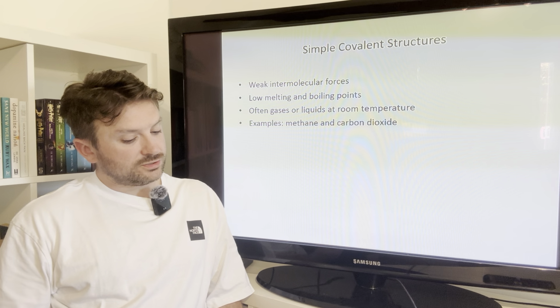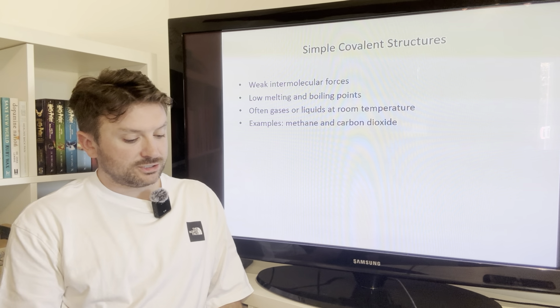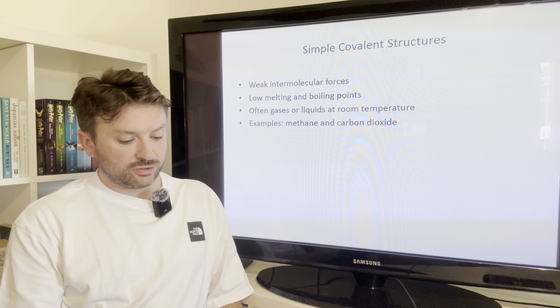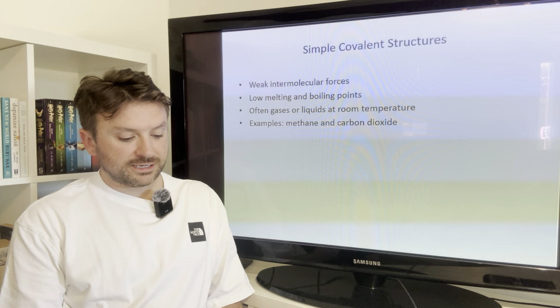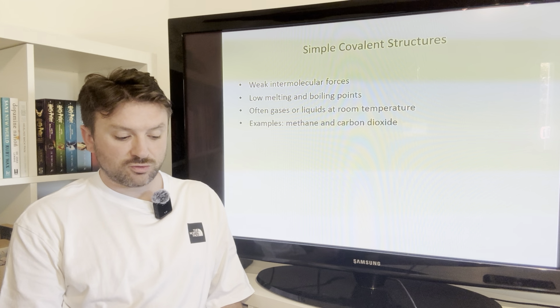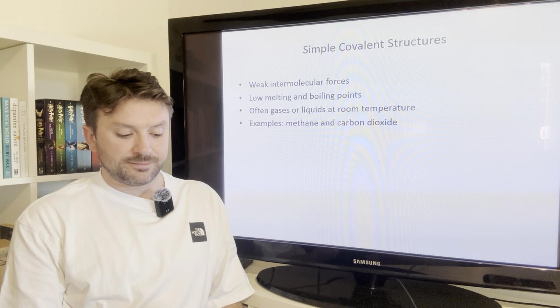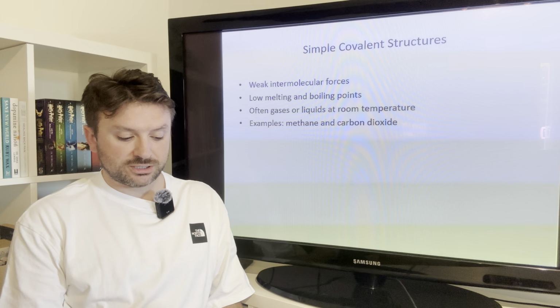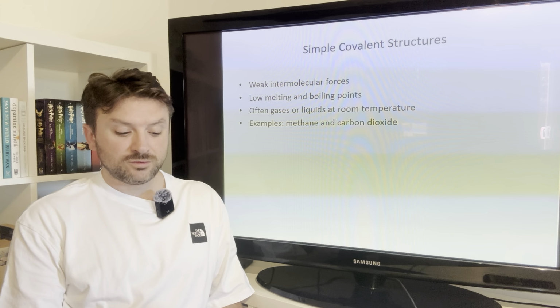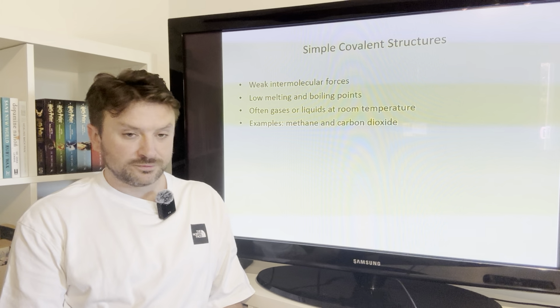We now move on to simple covalent structures. Simple covalent molecules contain strong covalent bonds within molecules but have weak intermolecular forces between the molecules because relatively little energy is required to overcome these intermolecular forces. Simple covalent substances generally have low melting and boiling points. Many exist as gases or liquids at room temperature. Examples include methane, oxygen, and carbon dioxide.